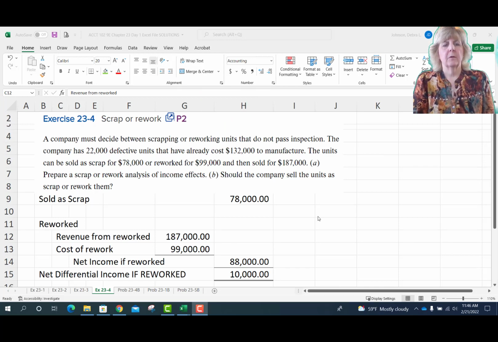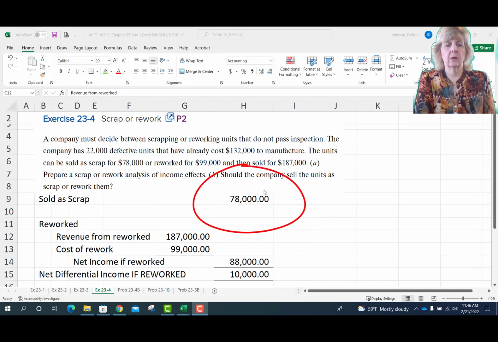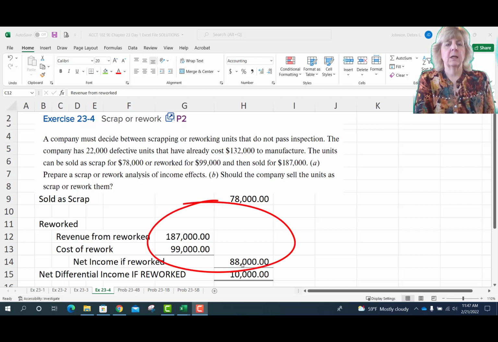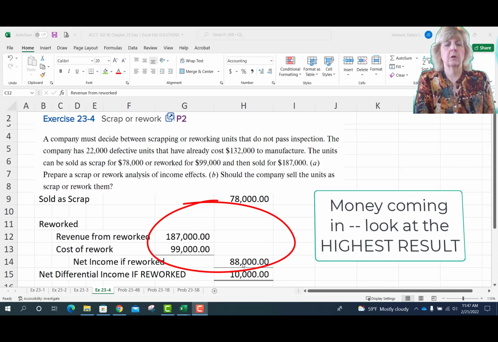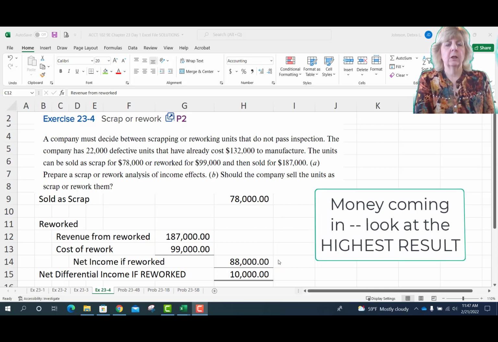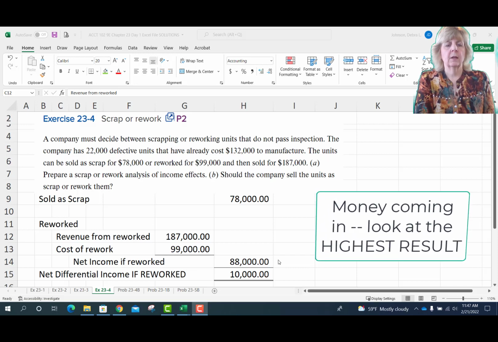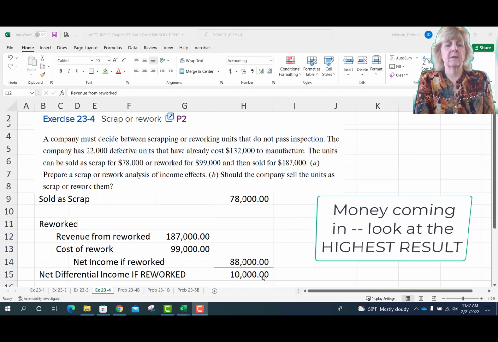I bet you did a good job on this. The first line item I started out with was sold as scrap. That was easier, but you could have started with the other one as well. If we sold it as is, $78,000 would be our revenue. If we decided to rework it, we would compare the revenue from reworking of $187,000 to the extra cost of doing the rework, which was $99,000. We took the difference between the two. Again, this is money coming in, so the higher of the two alternatives would be the best answer. And if we look at these, the net differential income, or the difference between these two, totaled $10,000.